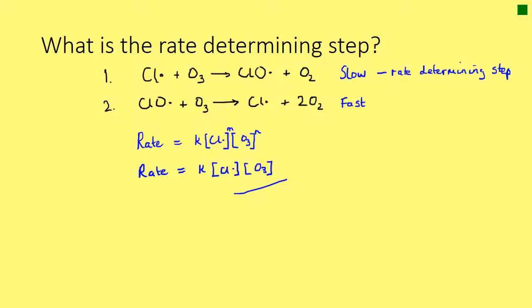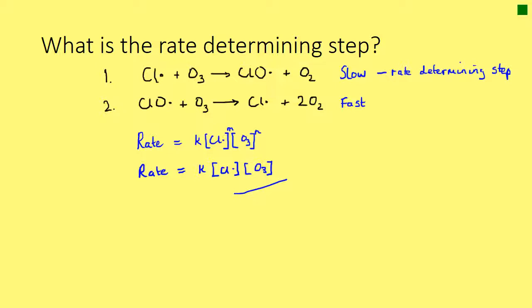And what we should consider now is the speed of each individual step. As it happens, this step here is the slow step, and this reaction here happens very fast. So if you remember what we said about the rate determining step, it is the slower of the steps. So this step here is the rate determining, or the rate limiting step. So that's the rate determining step.